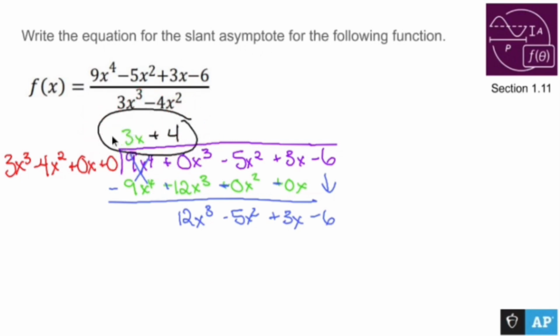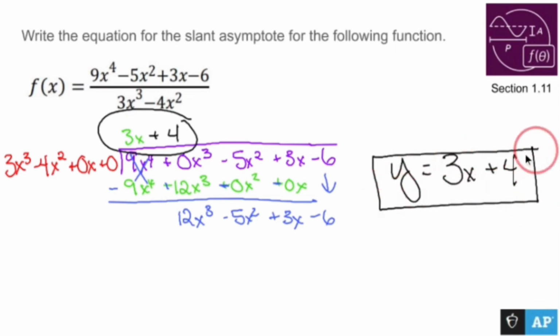Once I get a linear equation in slope-intercept form, I have my slant asymptote, and the equation for my slant asymptote is 3x plus 4, y equals 3x plus 4, and that is a line in slope-intercept form. So that's it. I'm done.